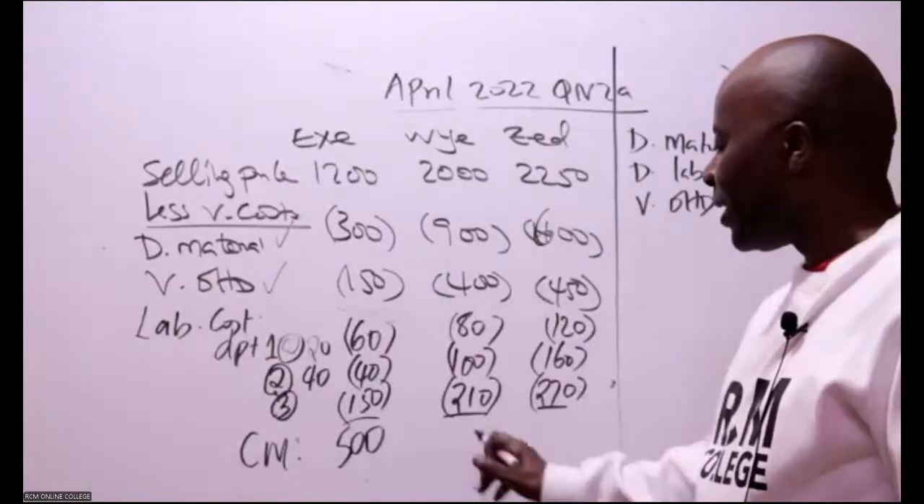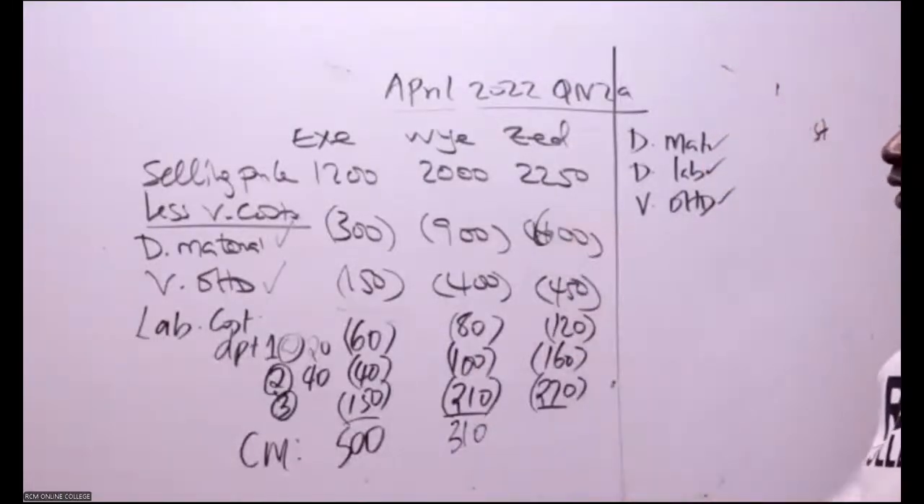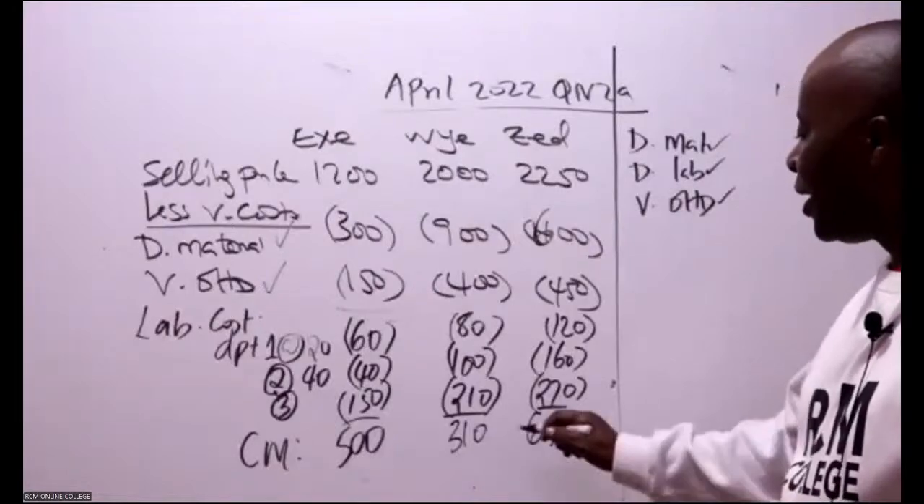So Y is 310. Thank you so much. How about Z after correction of these direct materials? Z is 650.